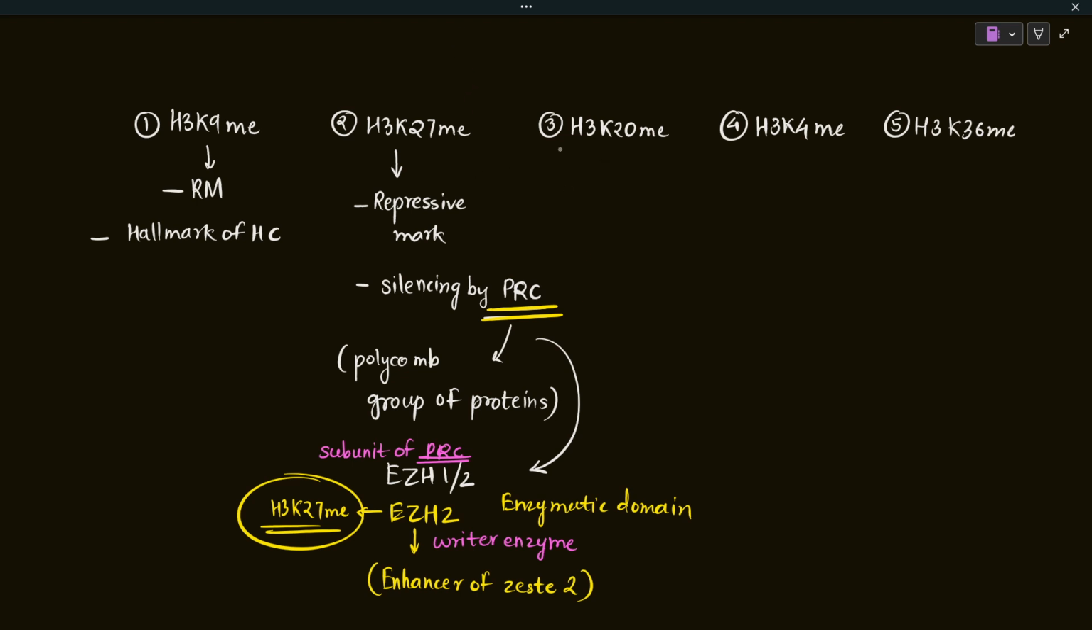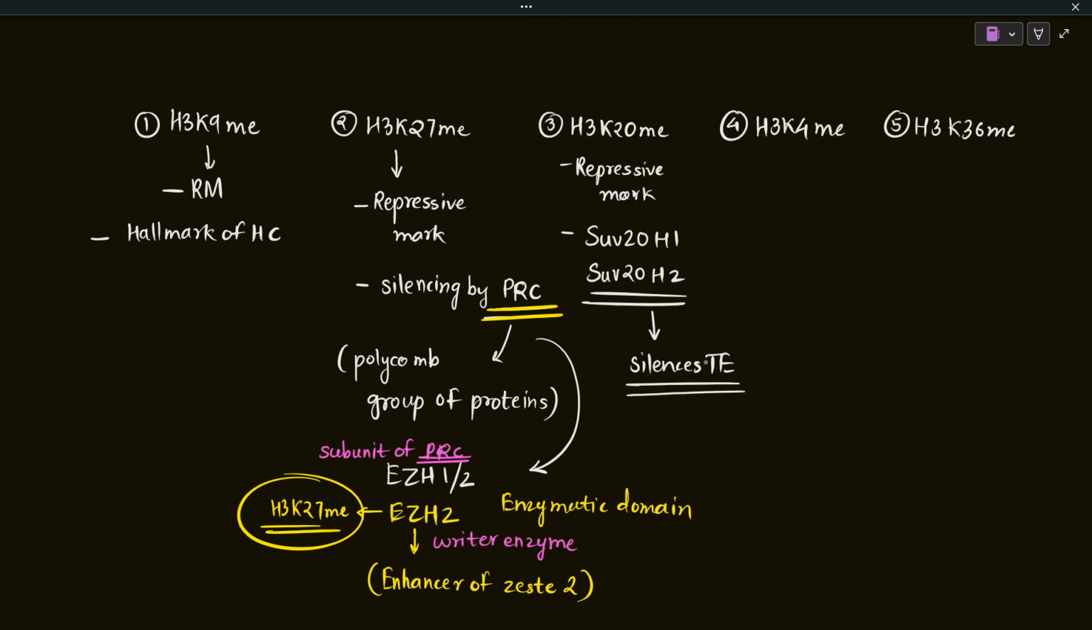The other mark, H3K20 methylation, is also a repressive mark. This methylation is done by the SUV20H1 or SUV20H2 enzymes. This methylation mark is important because it silences transposable elements. So it is important for maintaining genomic stability, because it silences the transposable elements, the jumping genes, and that is why this is a repressive mark.